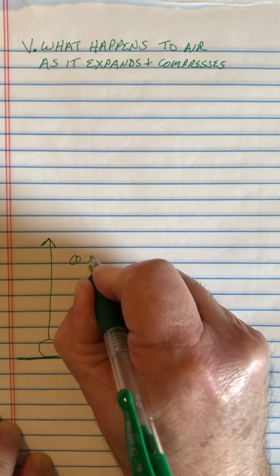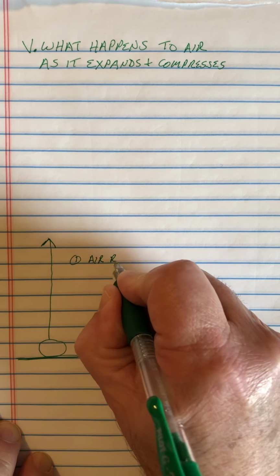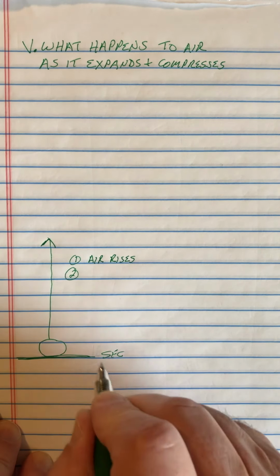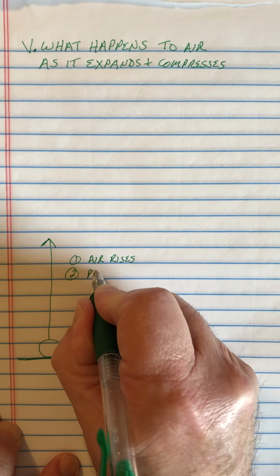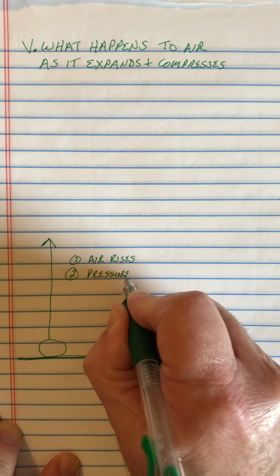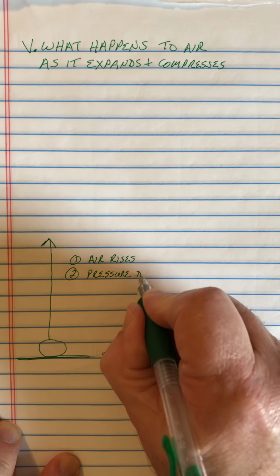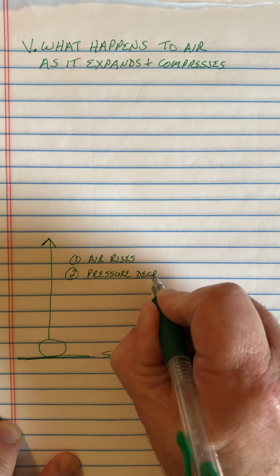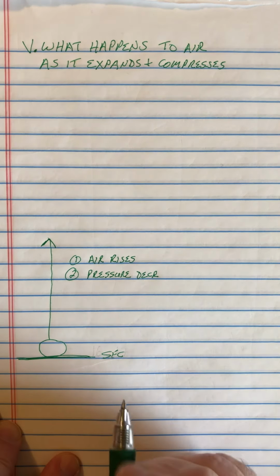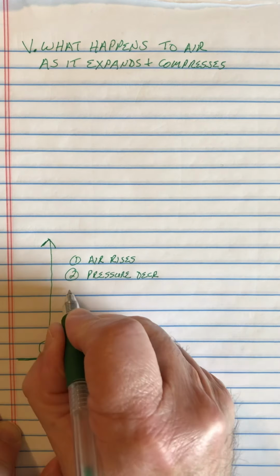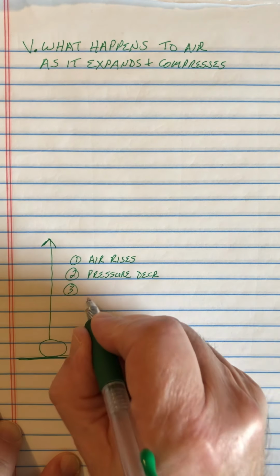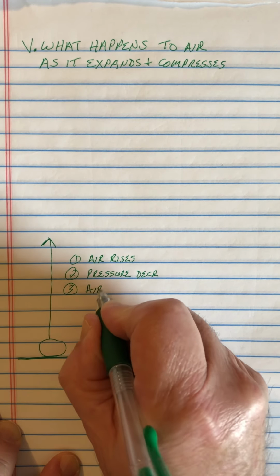So first of all, we get that air to rise. Air rises or ascends up in the atmosphere. And as the air rises, its pressure is going to decrease. Remember, the definition of pressure is the force exerted by the weight of the air molecules above us. So as we go higher up into the atmosphere, there are fewer air molecules above us, and as a result, the pressure is going to decrease. When you decrease the pressure, the third thing that happens is the air is going to expand.